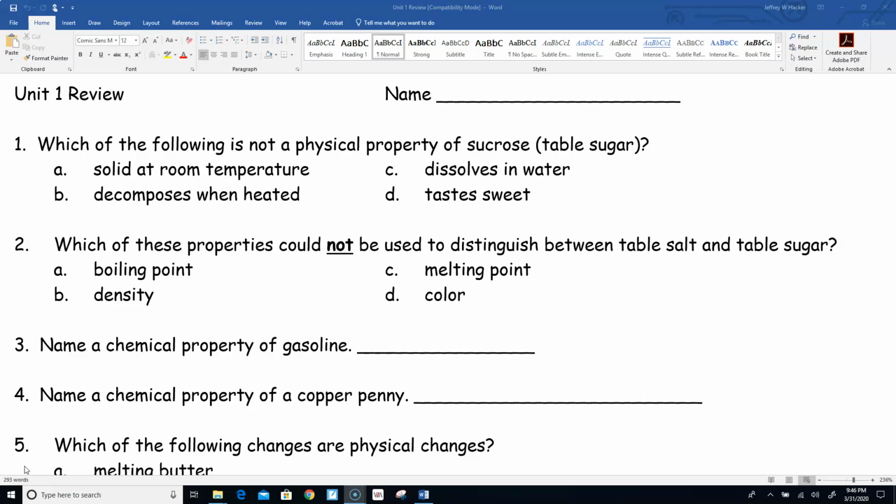Chemical property of a copper penny. This one might have been a little more difficult for you. Usually, like in class, I would demonstrate. I'd have a little demo where we dissolve some pennies in acid, and so you would actually see that. So I put dissolving a penny in acid.